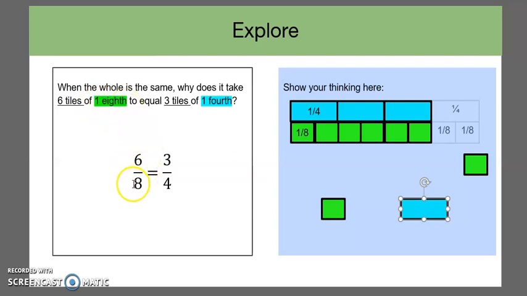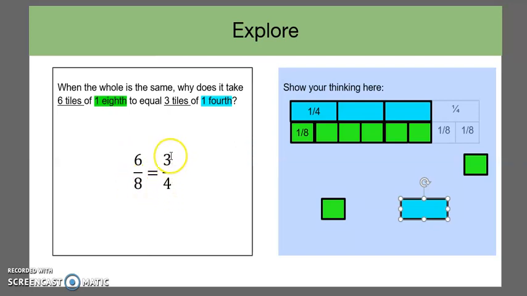So let's look at it. Let's start with our denominator. 1, 2, 3, 4, 5, 6, 7, 8. 8 is our denominator. Our numerator is 6. So let's see how many pieces are shaded in. 1, 2, 3, 4, 5, 6. So there are 6. There's 8. So we would name this 6/8.